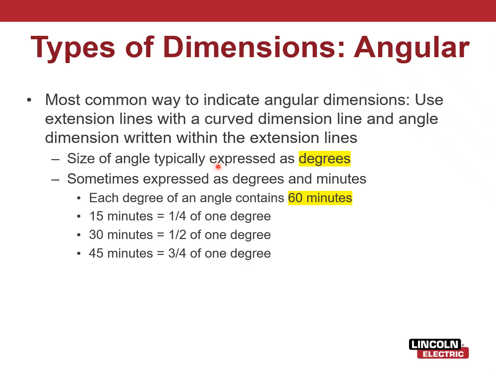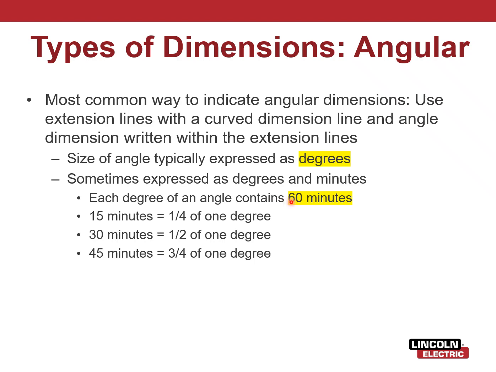The size of the angle is typically expressed as degrees, sometimes expressed as minutes. This is just a way to break down fourths, all right? So 15 minutes, quarter; 30, half; 45, three-quarters; 60 would be a whole. As opposed to thinking of 365 degrees and what's half of 290, it gets a little caught in the weeds sometimes. Are we going negative or are we going positive?